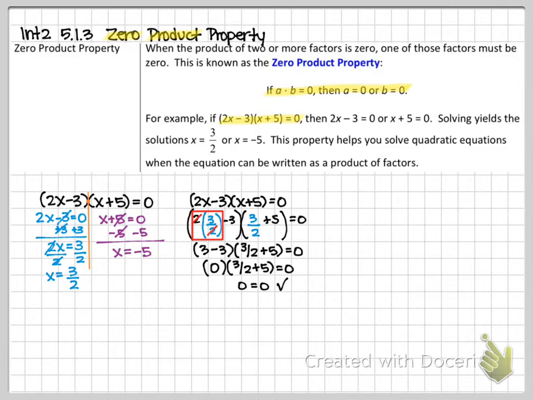I can go through the exact same process. So I go back to the original question. 2x minus 3, x plus 5 equals 0. And I'm going to plug in what I just found. So in this case, I'm not plugging in a fraction. I'm just going to plug in a -5. So there's my 2. Plug my -5 in. Minus 3. Okay, there's another x. Let's plug a -5 in.